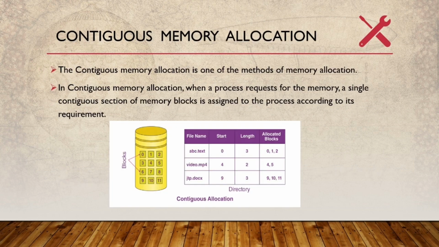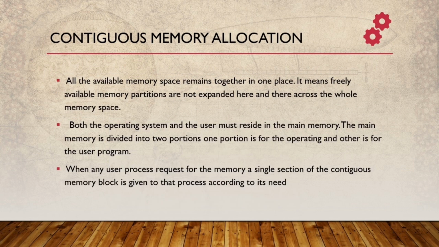The contiguous memory allocation is one of the methods of memory allocation. In contiguous memory allocation, when a process requests memory, a single contiguous section of memory block is assigned to the process according to its requirement. In the above picture, you can see all the tasks are assigned in a contiguous way, in a sequential manner. In contiguous memory allocation, all the available memory space remains together in one place. It means free available memory partitions are not scattered here and there across the whole memory space.